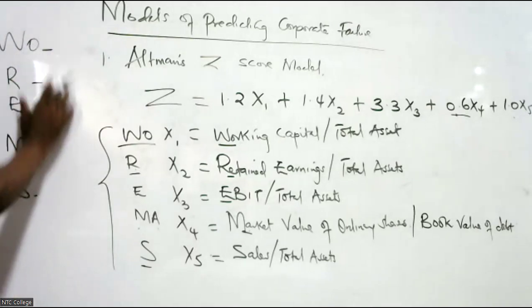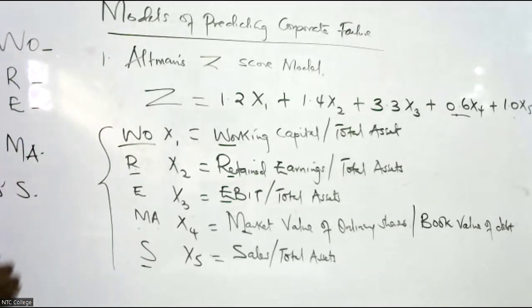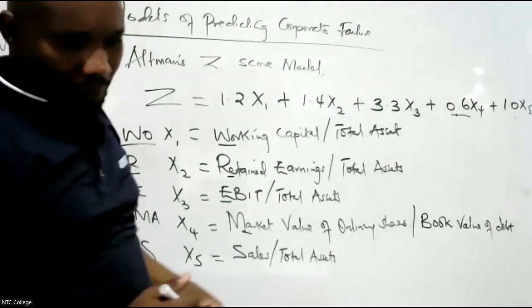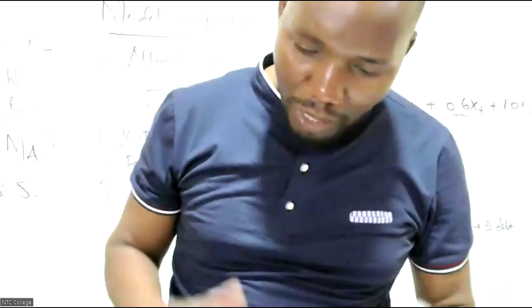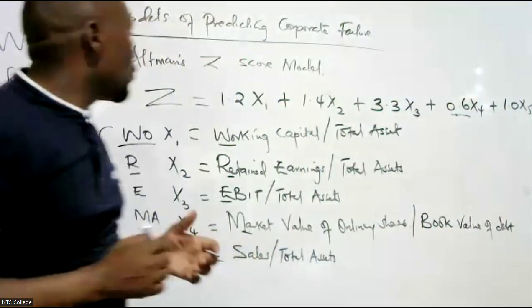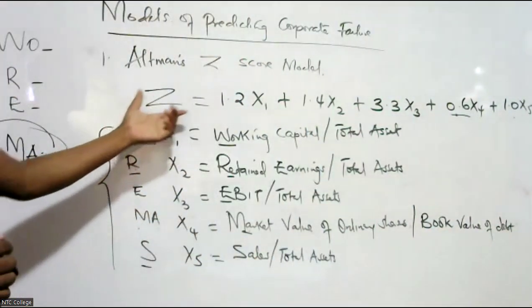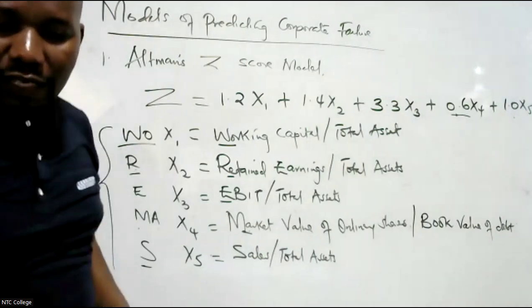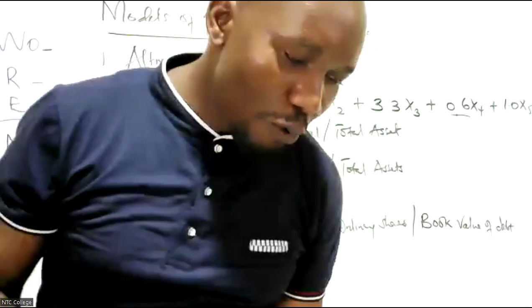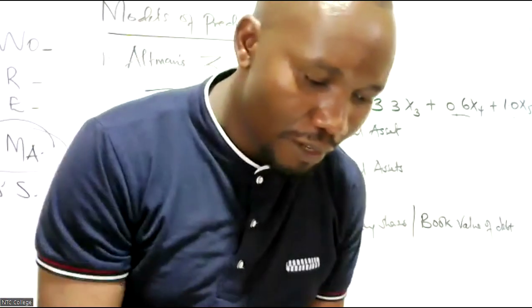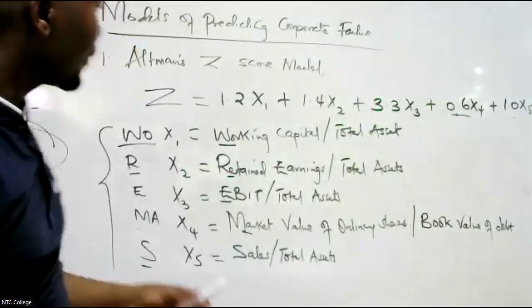Now the rest are over total assets except market value of ordinary shares, which is over the book value of debt. The rest are over the total assets. Now, once you have calculated this, you'll be able to get the value of Z, which we call the Z score. Now, the Z score can be interpreted. How would you now interpret the meaning of the answer that you're going to get?